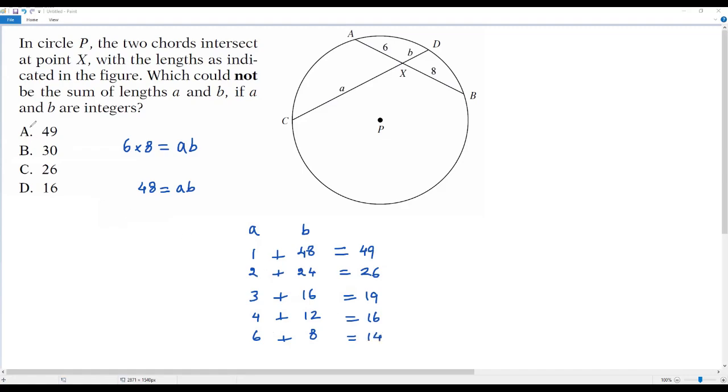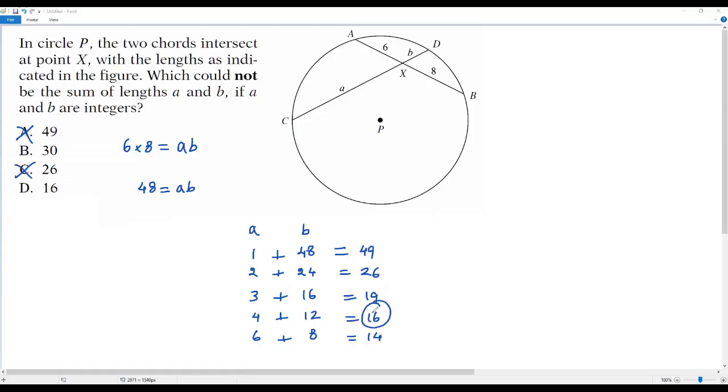Now let's go over the answer choices. In the answer choices, we have to find the one which could not be the sum of the lengths of A and B. Here we have 49 as the sum of the lengths of A and B. We find 49 in answer choice A. We can reject this one. And in answer choice C, we find 26. We have 26 as a sum of the lengths of A and B. We can reject answer choice C.